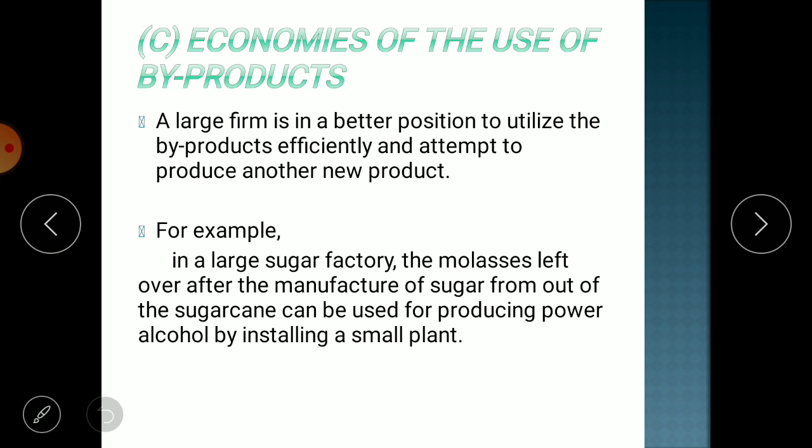Then the third type is economies of the use of byproduct. A large firm is in a better position to utilize the byproduct efficiently and attempt to produce another new product. What do you mean by byproduct? Byproduct simply means anything which comes out of the production process by default, then it is known as byproduct.